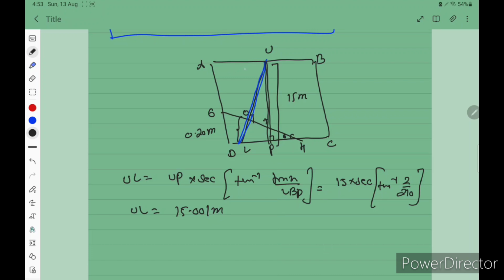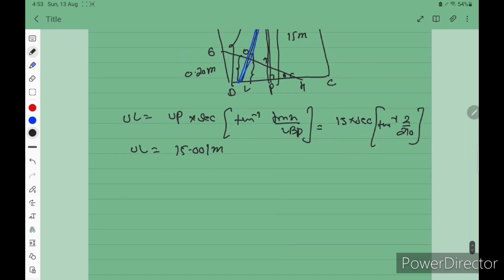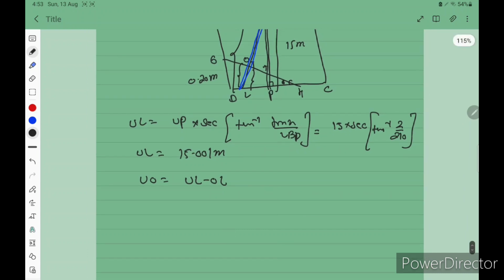Now we know UL and we have OL, so we get UO. So UO is equal to UL minus OL. OL is water cut or dip. So 15.001 minus 0.20 is equal to 14.801 meters.